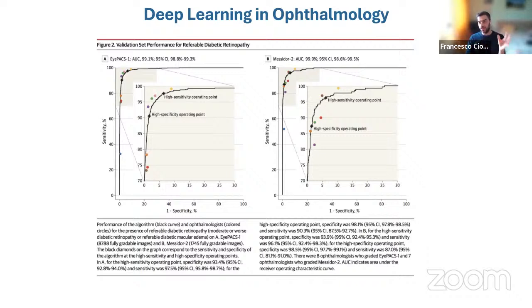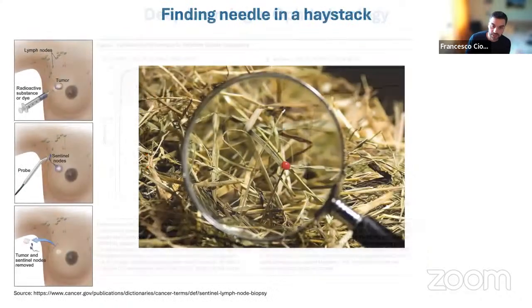So we had these two first pieces of evidence in ophthalmology and dermatology. So what about pathology?